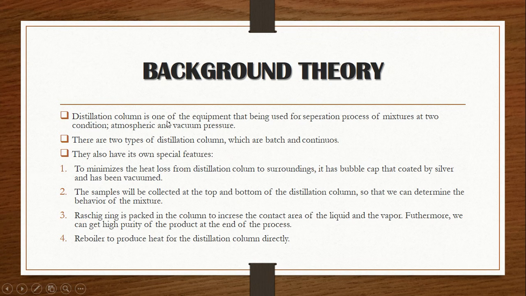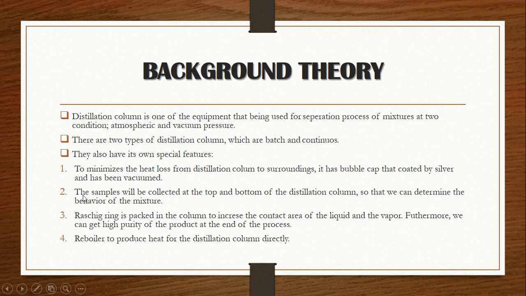As we know, the distillation column is one of the equipment used for the separation process in some industries, and it can operate in two conditions, which are atmospheric pressure and vacuum pressure. Commonly there are two types of distillation column, which are batch and continuous. They also have their own special features to minimize the heat loss from the distillation column to the surroundings. So it has bubble caps that are coated by silver and has been vacuumed.